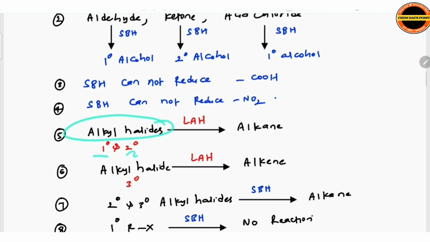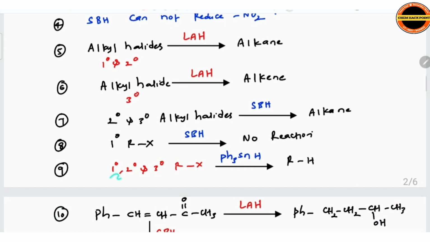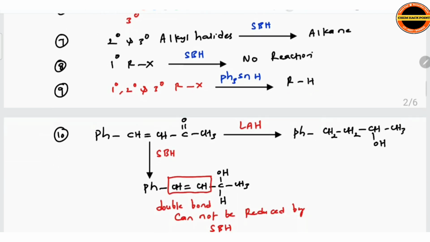Alkyl halides, primary and secondary: LiAlH4 can convert into alkane. But tertiary alkyl halide, LiAlH4 can convert into alkene. Secondary and tertiary alkyl halides, SBH can convert into alkane. Primary alkyl halide, SBH gives no reaction. So these combinations you have to remember. Primary, secondary, and tertiary alkyl halides in presence of Ph3SnH turn into alkane.